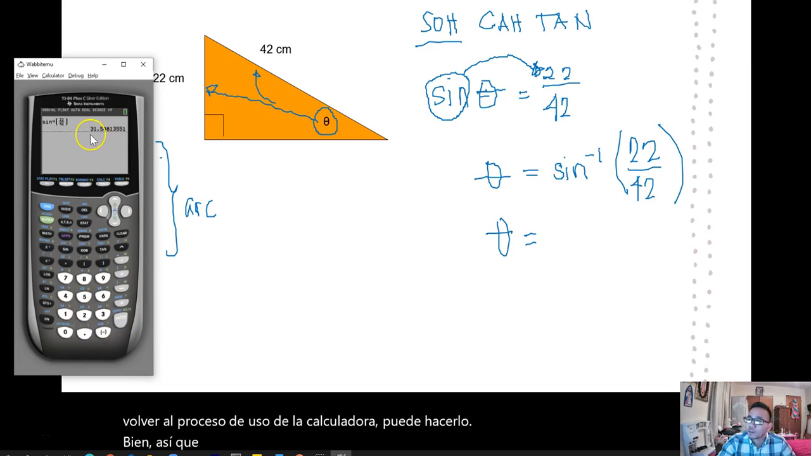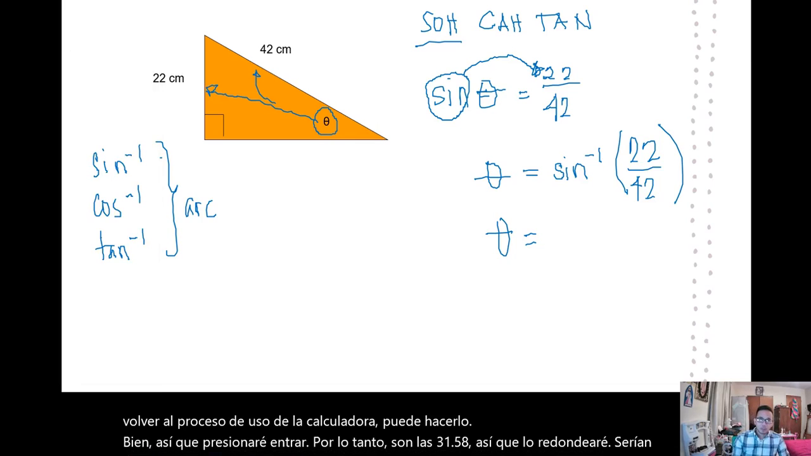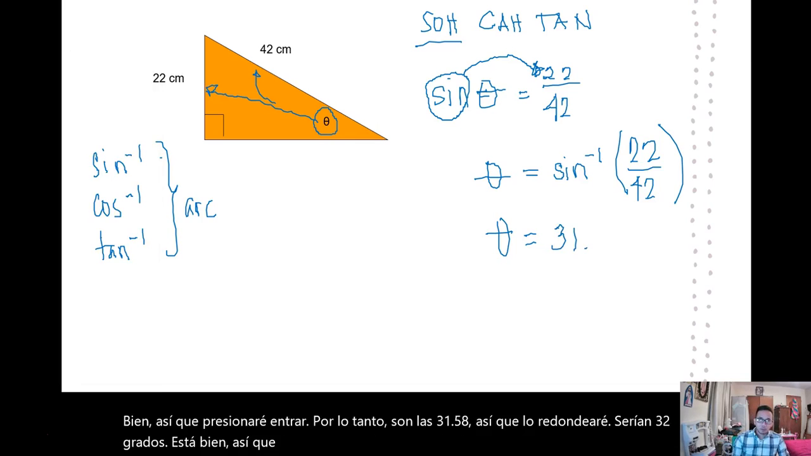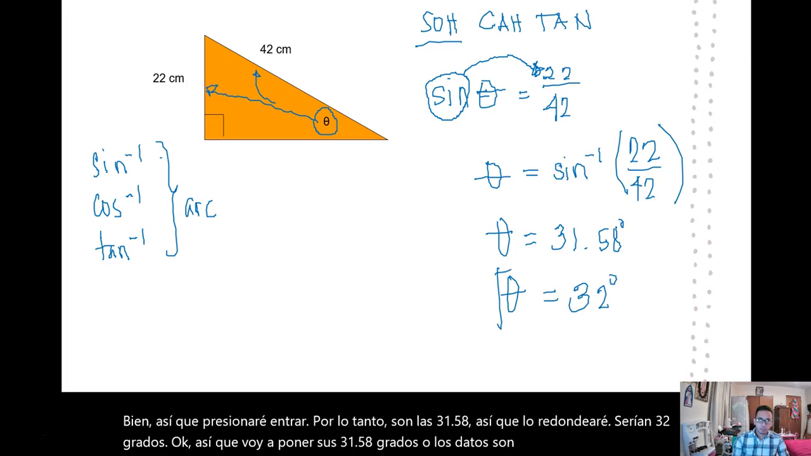Therefore, it's 31.58, so I'll round it off. It would be 32 degrees. Okay, so I'll just put there 31.58 degrees, or the theta is basically 32 degrees. This is 32 degrees.